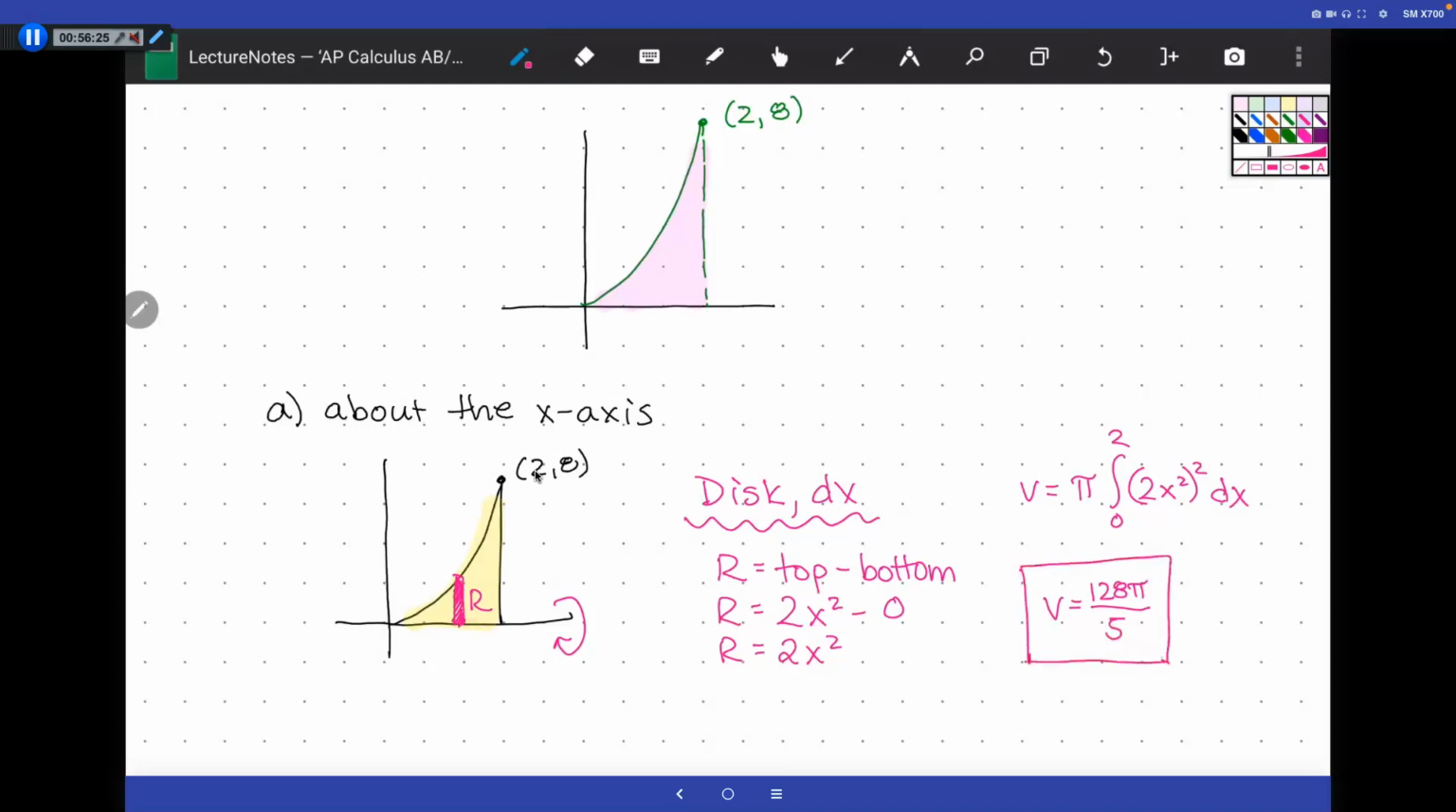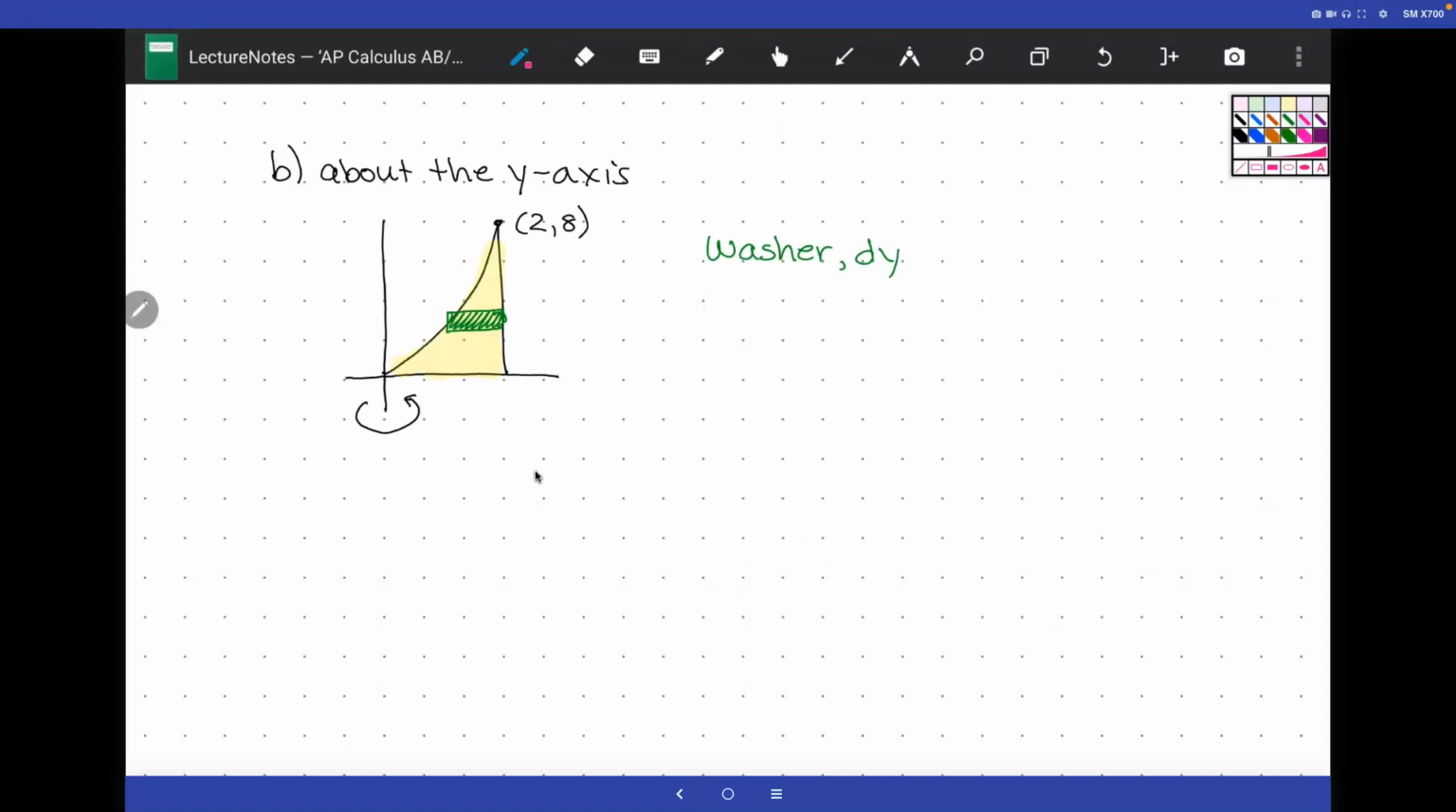Because now I want you on your own to try part B about the y-axis. I'm going to pause the video too. Pause. So your rectangle will not always be touching your axis of rotation. That's what's going to make the hole in there, and that's what's going to make it a washer. And then I kind of gave it away already too. This is a dy problem because the thickness of that rectangle is along the y-axis.